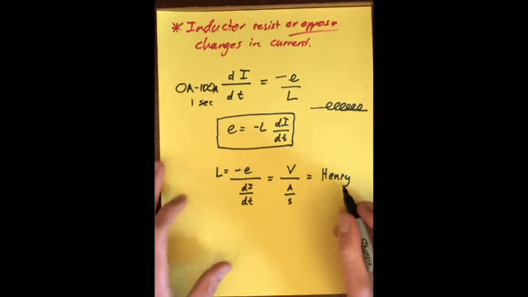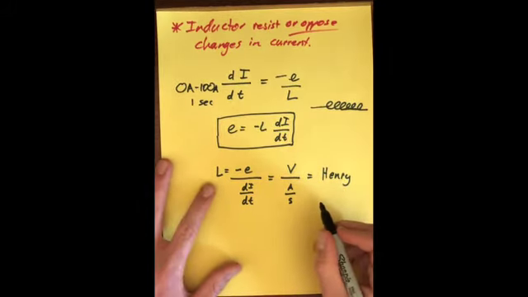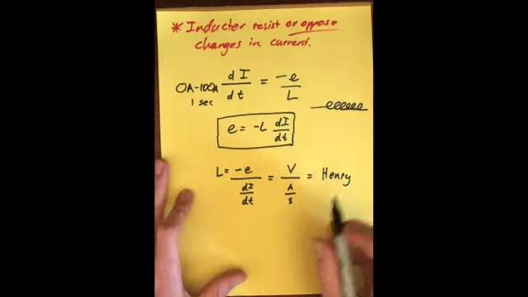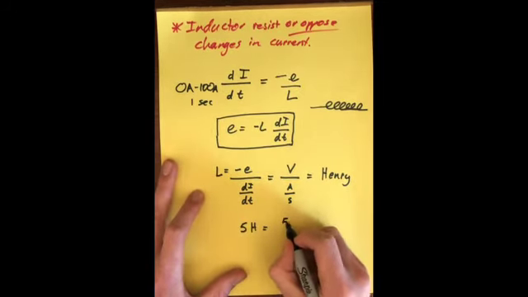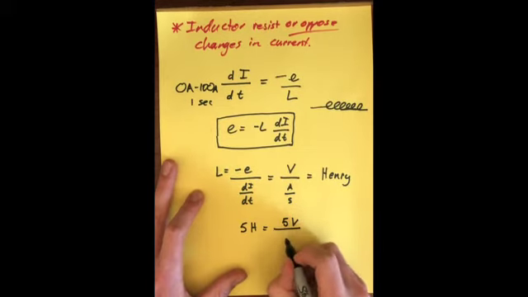How is this useful? If I have a 5 Henry inductor, I will induce 5 volts for every 1 amp per second change. Let me write that down. A 5 Henry inductor is going to induce 5 volts for every 1 amp per second change.